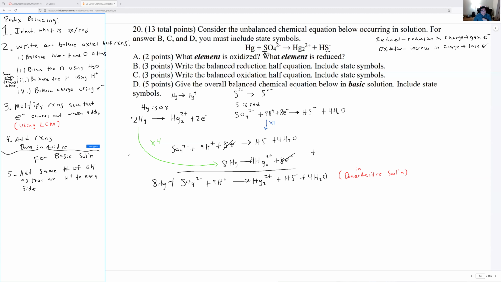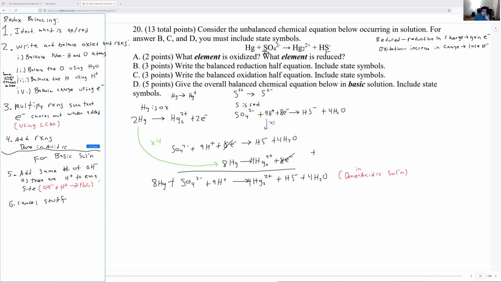So for the basic solution, all we're going to do is add the same amount of hydroxides as we have H plus on each side. The reason why is because keep in mind that hydroxide plus H plus gives you water, and then things are just going to cancel out, and that's it. And then I guess step 6 is just cancel stuff.